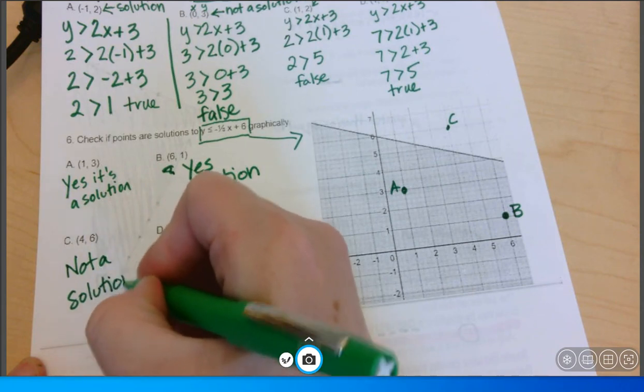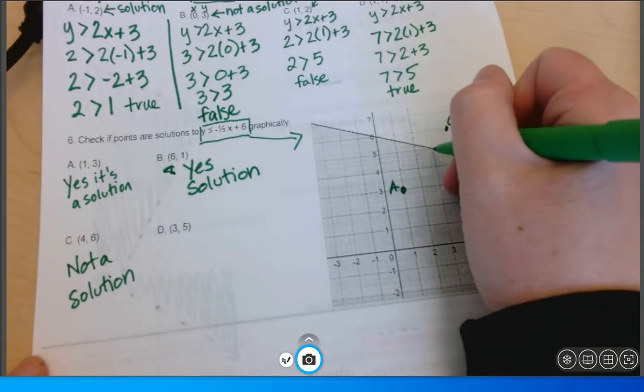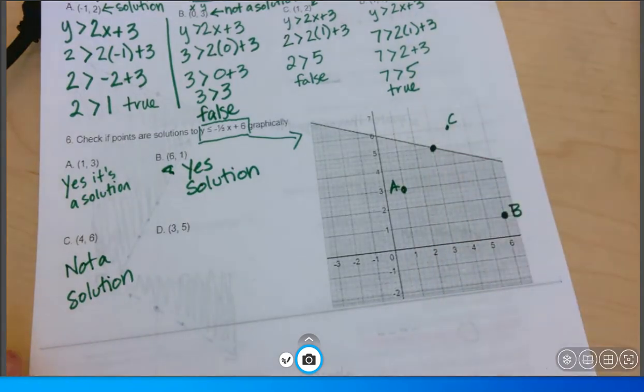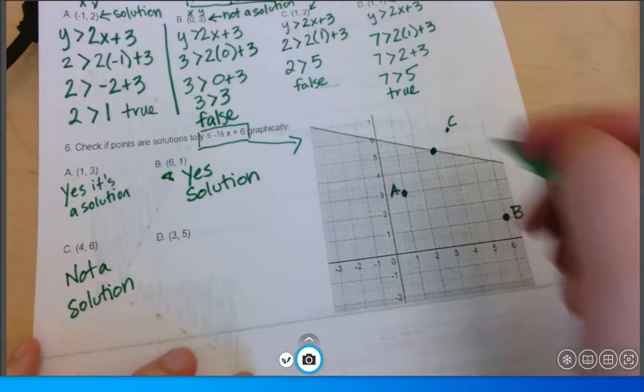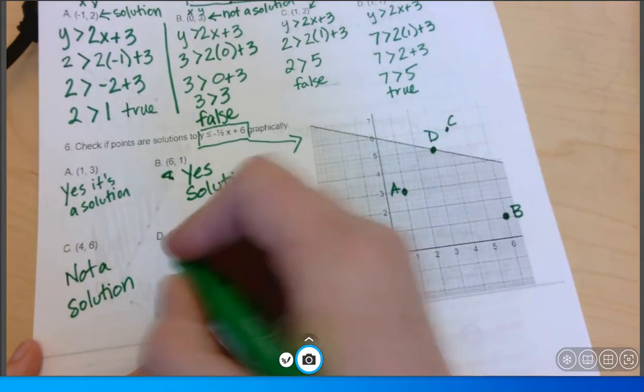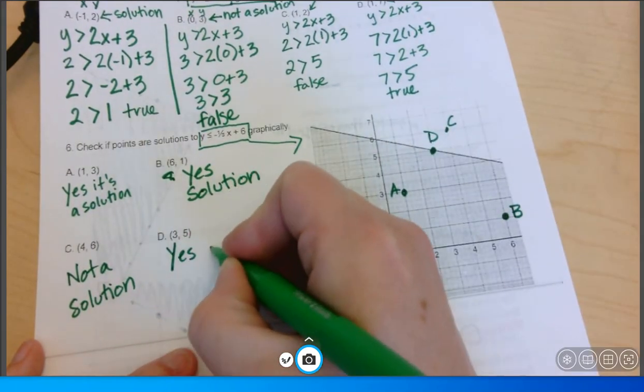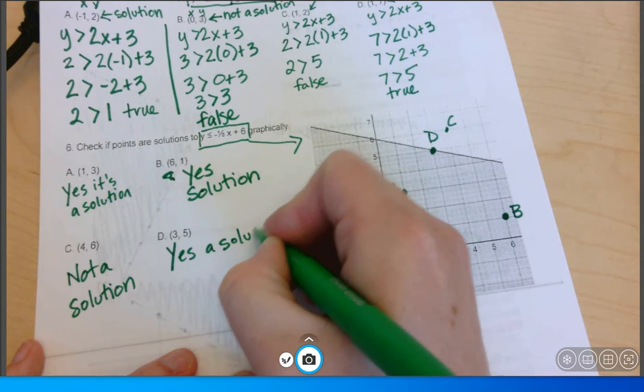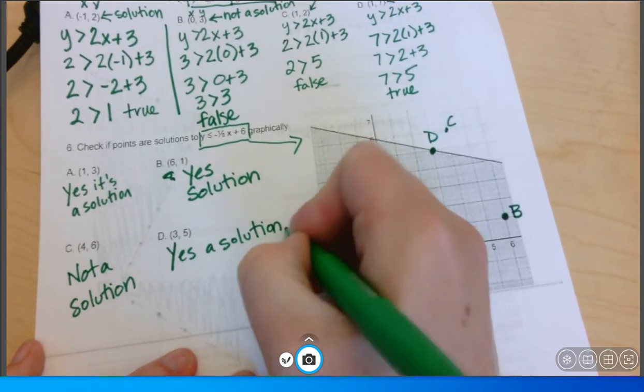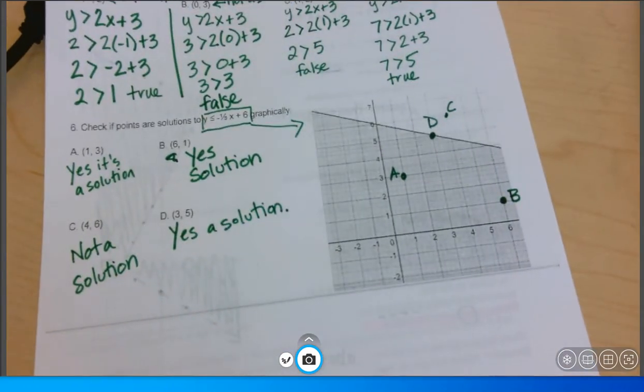And then the question is the last one, 3, 5. No. It's a good question, guys. It's a solid line. If it's a solid line, should we include it? Yes. Yes, because solid line means that you could equal the line. If it's a dashed line, then that line is not part of the solution. But this one is. So yes. Okay.